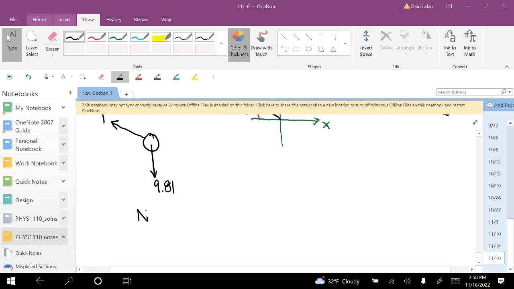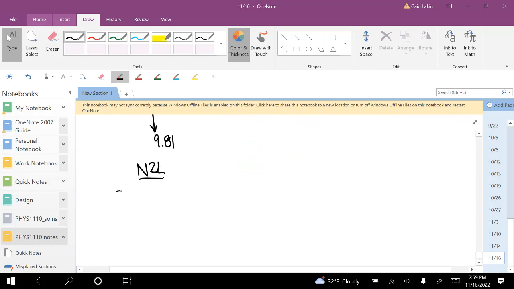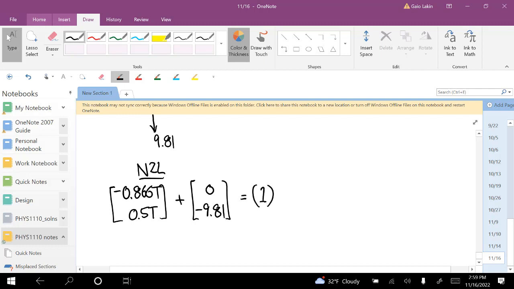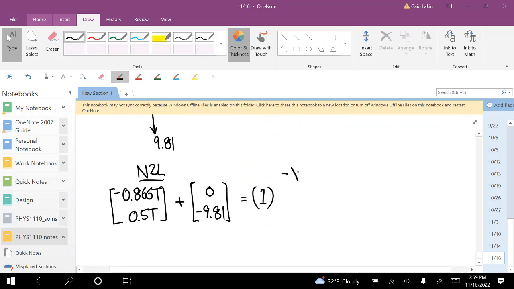So now we'll put everything in Newton's second law. We have these two forces, the one we just figured out: negative 0.866 T, positive 0.5 T, plus the weight force, which is 0, negative 9.81, is equal to the mass times its acceleration. And its acceleration is negative v squared over 1.732, and then 0 for y.